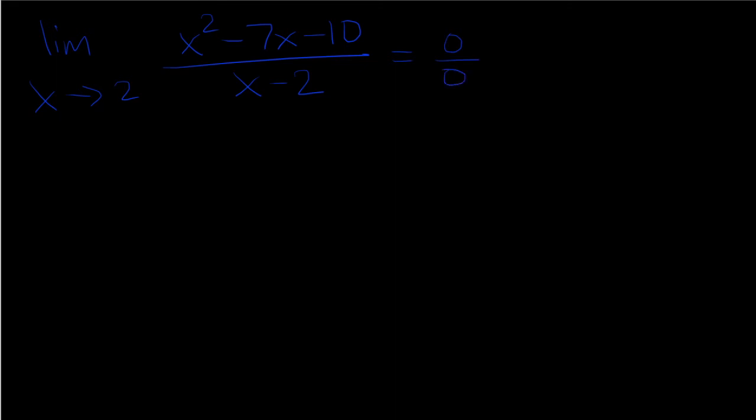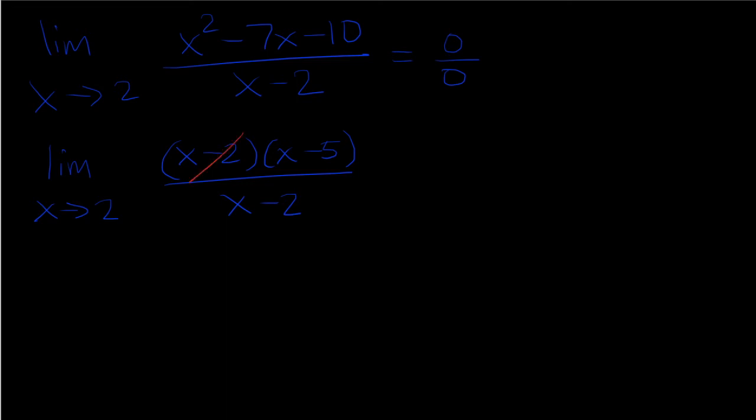Okay, let's try a similar one. We have the limit as x approaches 2 of (x squared minus 7x minus 10) over (x minus 2). I plug in x is 2 and I get 0 over 0. So I'm going to factor the top. I have (x minus 2)(x minus 5), and in the bottom I have x minus 2.